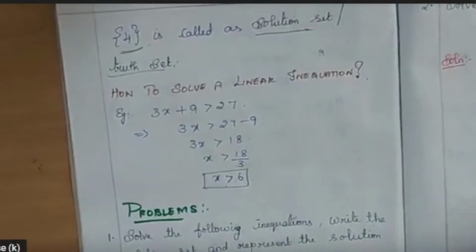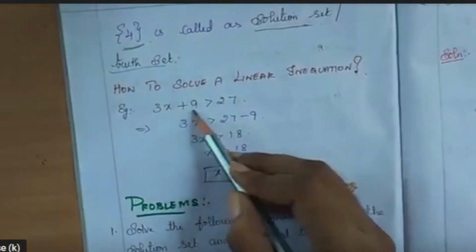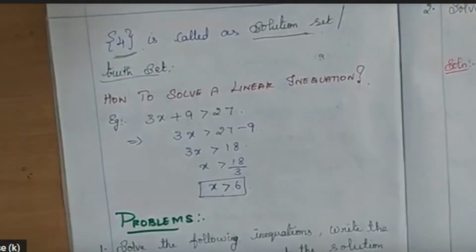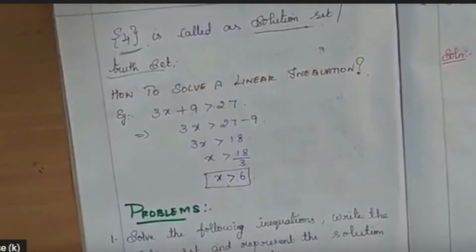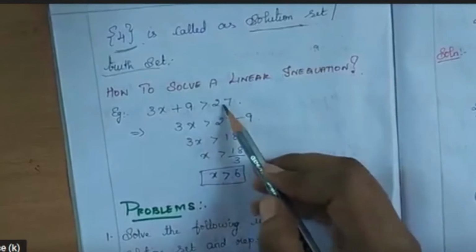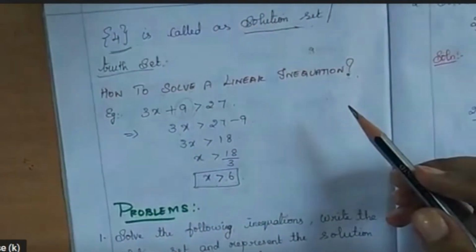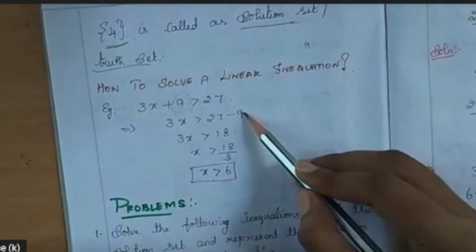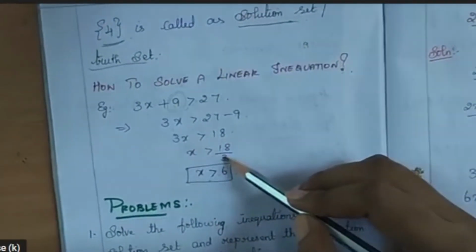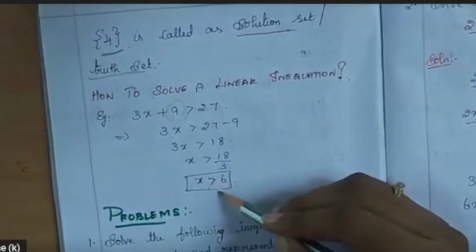Now the next thing is how to solve a linear inequation. Here I have taken one example: 3x plus 9 is greater than 27. How do we solve an equation? We have to take the constants to one side and the variables to the other side to get the value of the variable. Next, 3x is greater than 27 minus 9. Here I am bringing this 9 to the other side, so automatically its sign gets changed, right? Now 27 minus 9 is nothing but 18. 3x is greater than 18, so x is greater than 18 by 3. I am bringing this 3 to the other side, so it becomes division. Now x is greater than 6.